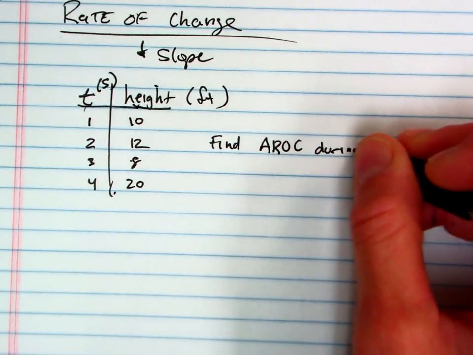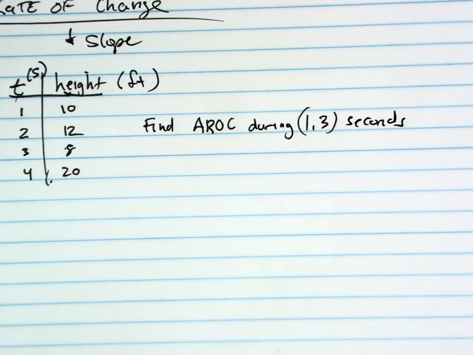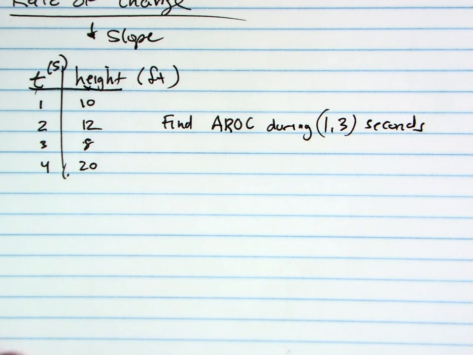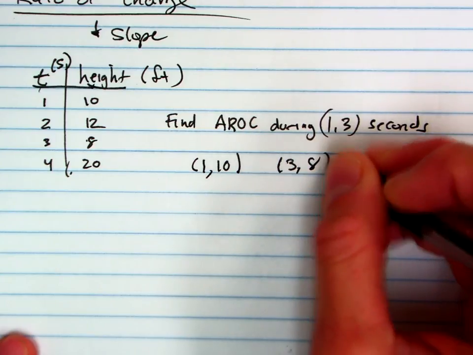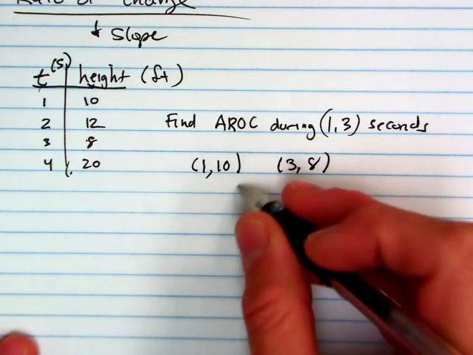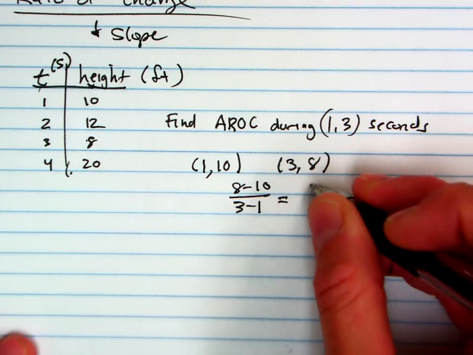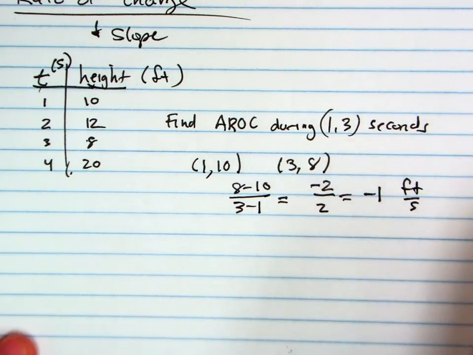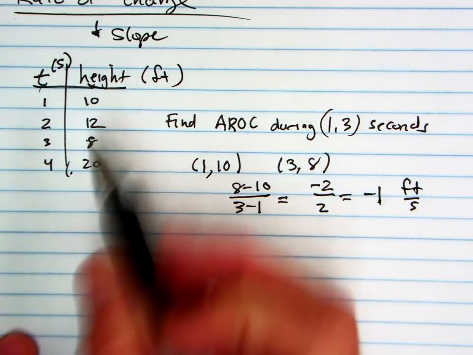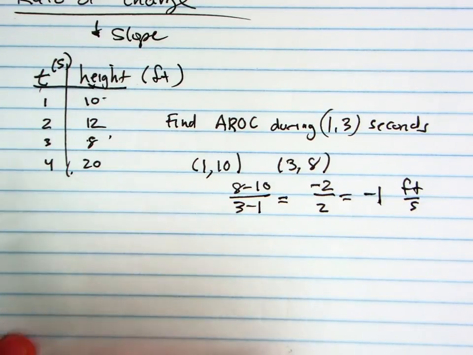during 1 to 3 seconds. All that is basically saying is find the slope between 1 and 3. So I'll have the point 1, 10, and I'll have the point 3, 8, and I'll find the slope. 8 minus 10 over 3 minus 1, that's negative 2 over 2, so that's negative 1 feet per second. Notice that it's negative. That's because at 1 I was at 10, and at 3 I was at 8, so I went down. So my average rate of change went down.